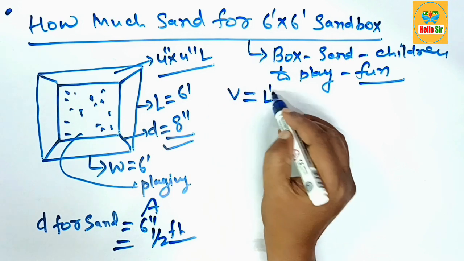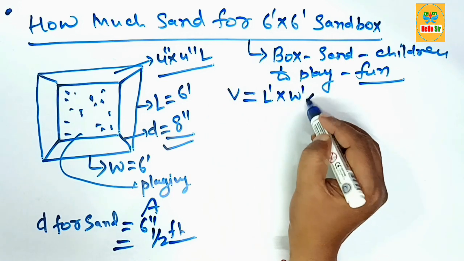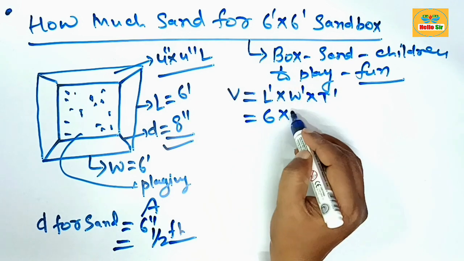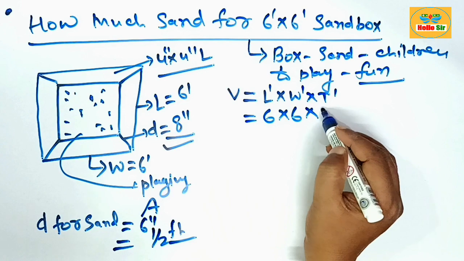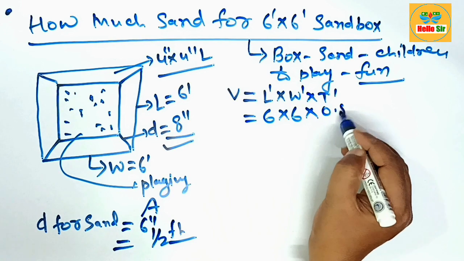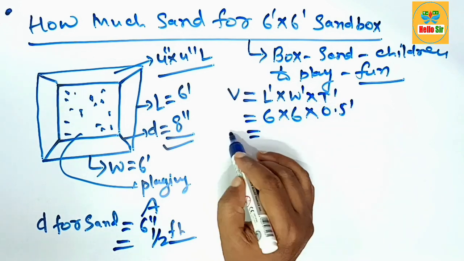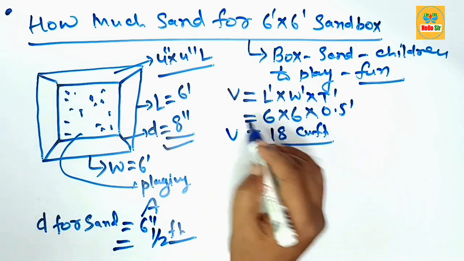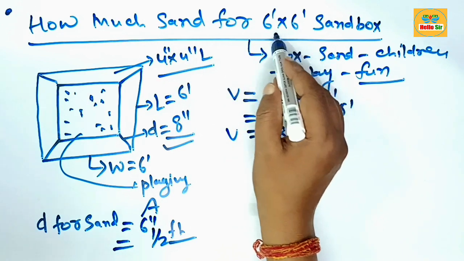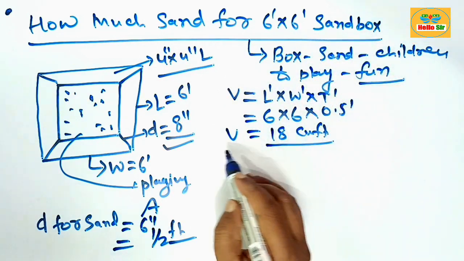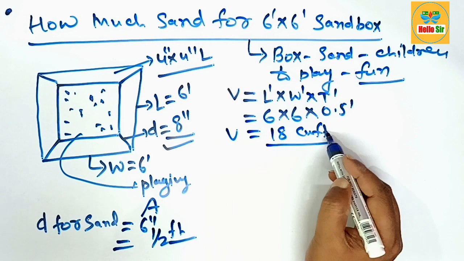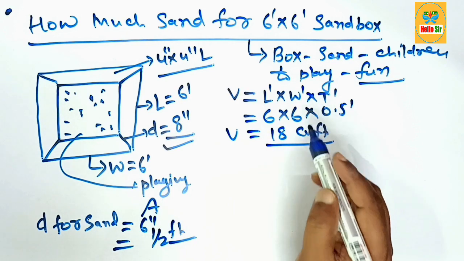You just multiply length in foot, width in foot, and thickness in foot. Here the length is 6, multiplied by 6, and the thickness is half a foot. This will come to about 18 cubic foot. It means your question, how much sand do I need for a 6 by 6 sandbox? Your answer is you need approximately 18 cubic foot of sand for this sandbox.